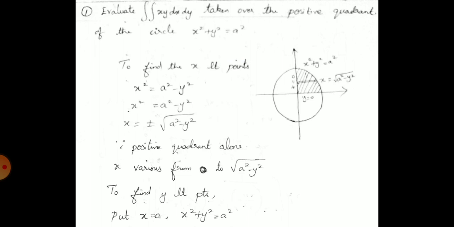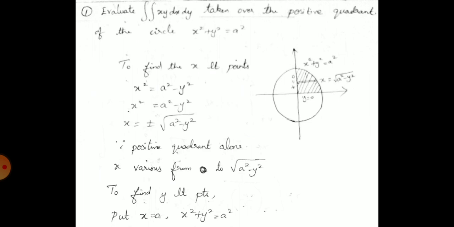Now to find the x limit points, we are taking x squared equal to a squared minus y squared. So we are rewriting the given condition. So x squared equals a squared minus y squared, so x is equal to plus or minus root of a squared minus y squared. Since it's a positive quadrant alone, x varies from 0 to root of a squared minus y squared. So we don't have the negative value. It's the first quadrant, the positive quadrant. So it varies from 0 to root of a squared minus y squared.